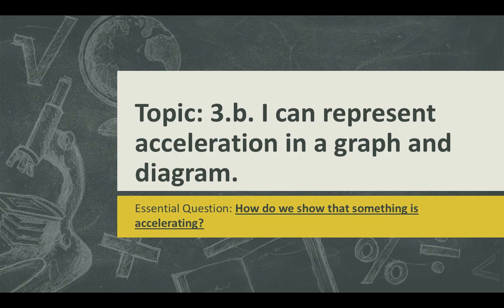Ladies and gentlemen, this is a screencast about representing acceleration on a graph and in a motion diagram. You're going to see a new graph here, a velocity versus time graph. So you need to pay particular attention to its meaning because it has a different meaning than the position time graph that you were exposed to in Unit 2.